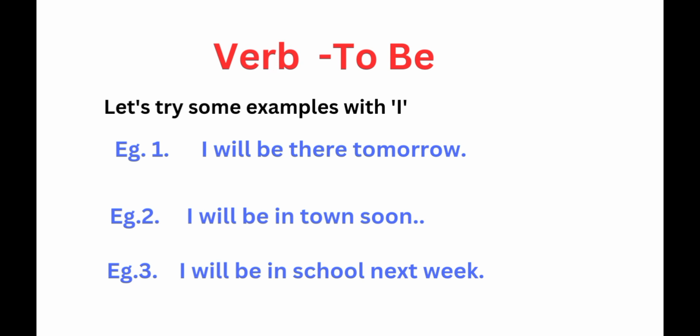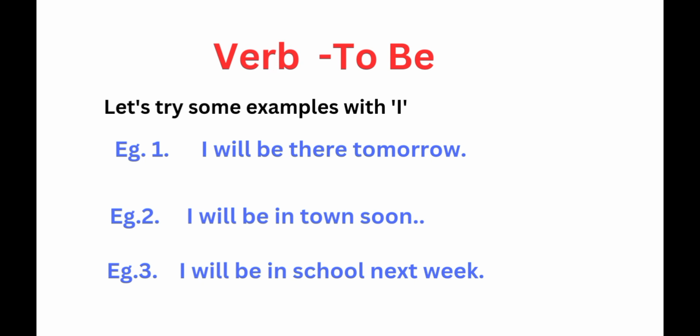Let's try some examples with I. Example one, I will be there tomorrow. I'll be in town soon. I'll be in school next week. I will be in school next week. I repeat again for the last time: I will be there tomorrow. I'll be in town soon. I'll be in school next week. So these are examples with the pronoun I.